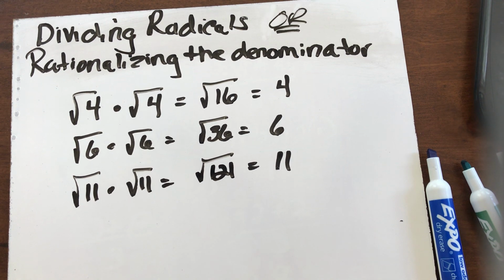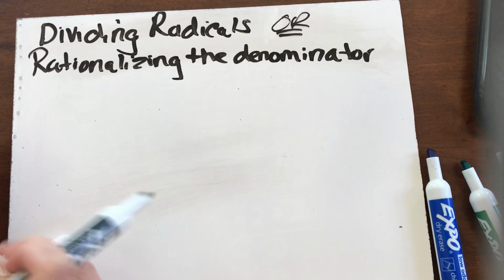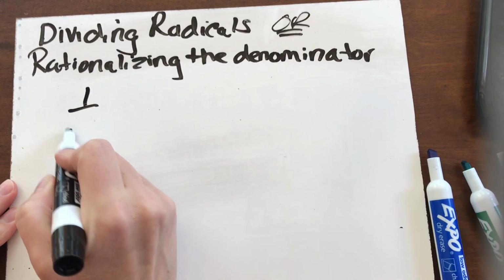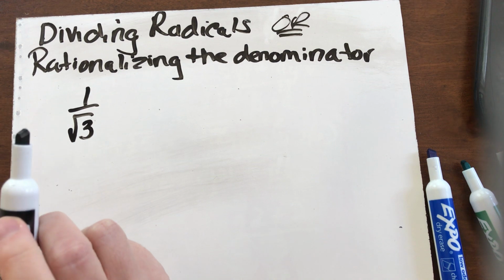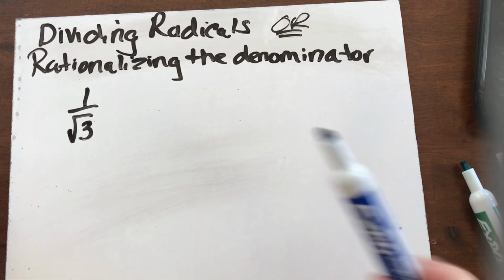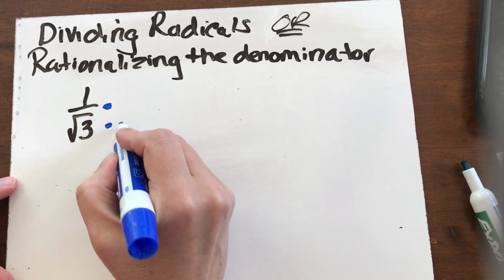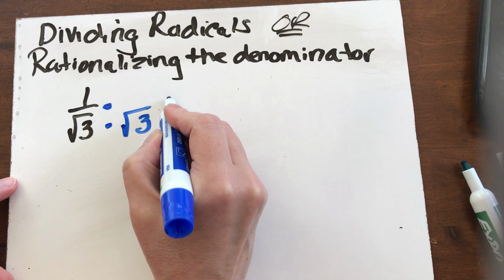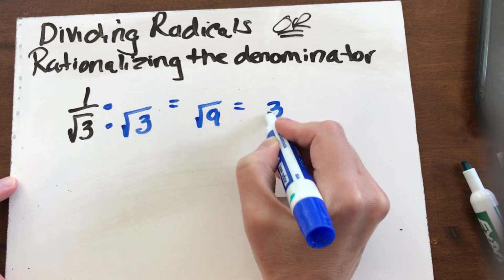So if I go back to what we were looking at, that 1 over the square root of 3, and I want to turn that into a rationalized number, which means I need to turn it into a fraction, this is what you're going to do. In order to get rid of the square root of 3, I'm going to multiply by the square root of 3, which is going to give me the square root of 9, which is going to equal 3.